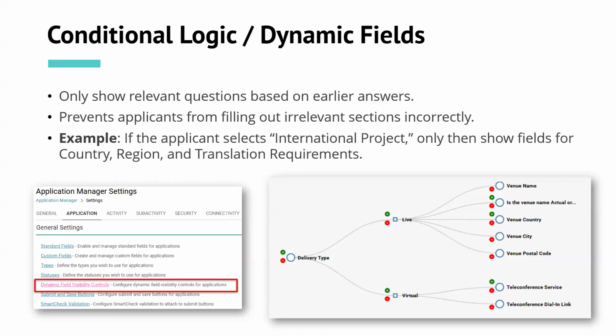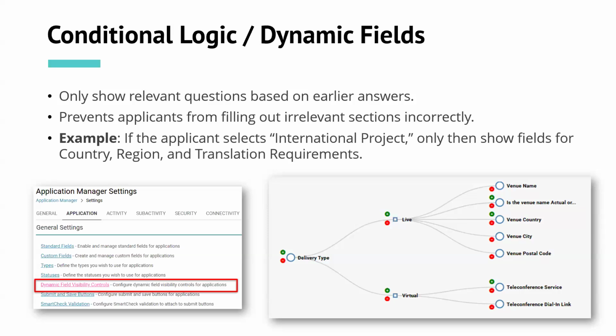Conditional logic is about showing only what's relevant, right? And you may say, well, how does this prevent problematic solutions? It's because if an applicant, let's say, selects international project, then only then do you display additional questions about a country, or let's say translation requirements. It basically just shortens the form, minimizes confusion, and ensures that applicants won't fill in sections that just don't apply to them, right? Resulting, of course, in a problematic or incorrect solution, right?